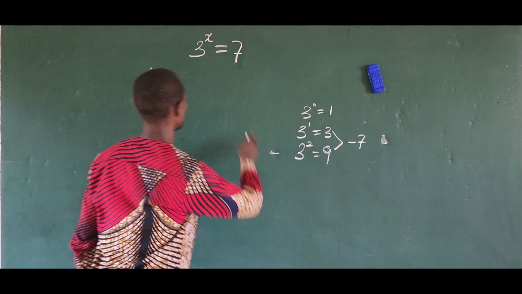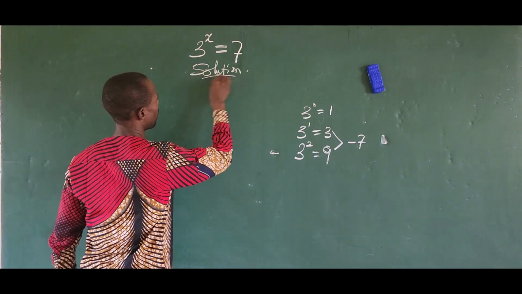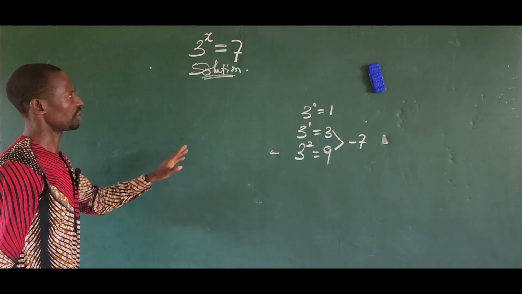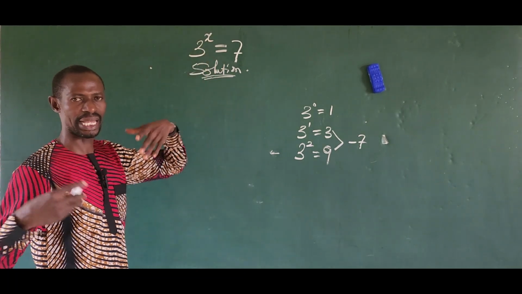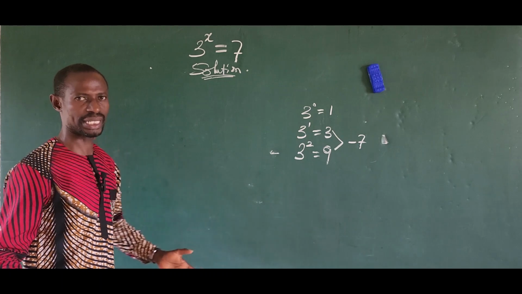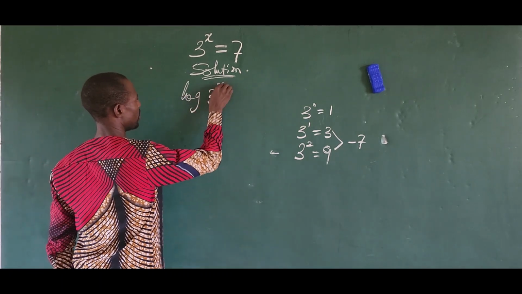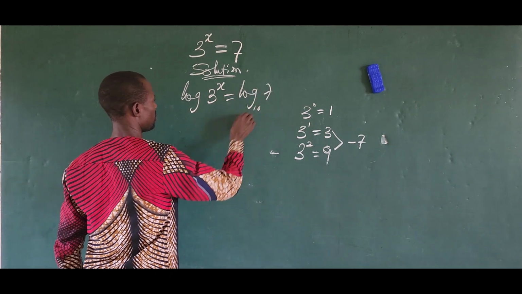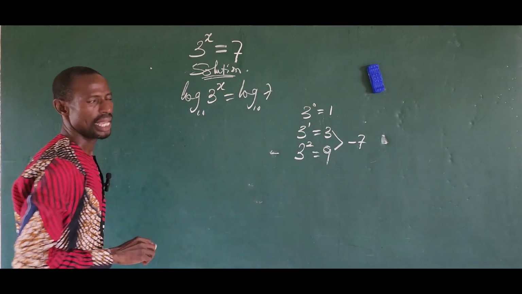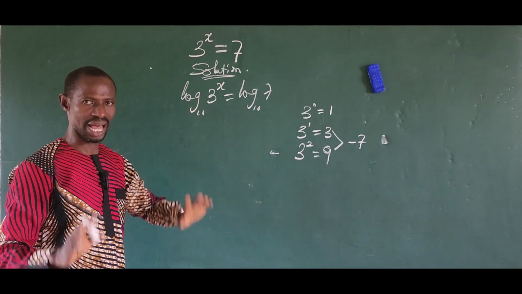So how we get this is simple. All we just have to do here is log both sides of the equation. Either take ln to base e or log base 10. So let's take log of 3 to the power of x is equal to log of 7. This is to base 10, this is to base 10. Again, if we decide to take it to base e, it's going to give us the same answer.